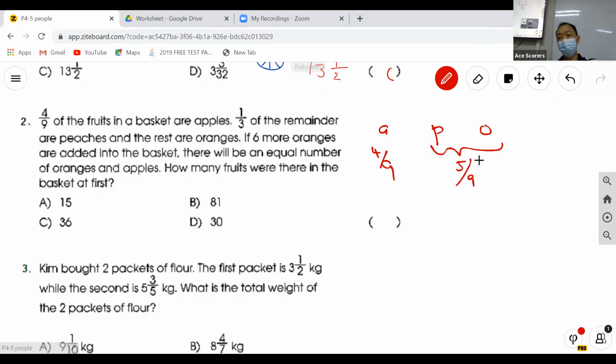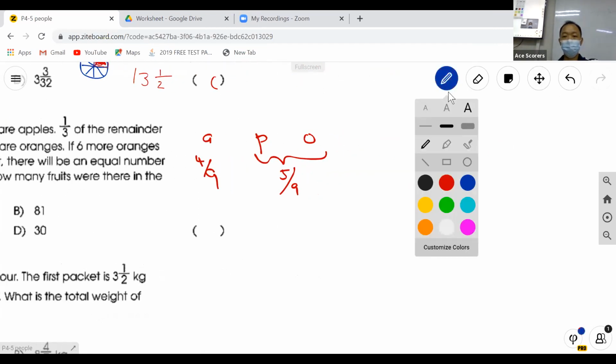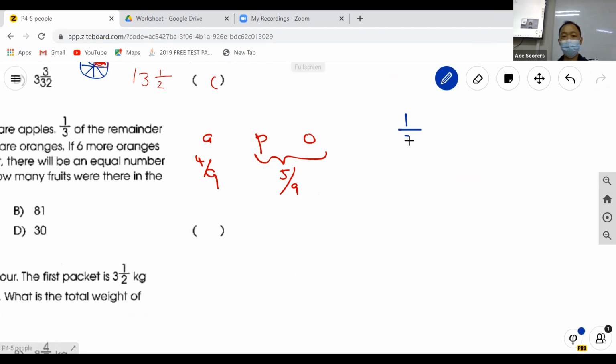So now I need to find what is 1/3 of 5 over 9. Right, so I take 1 over 3 times 5 over 9. I get 5 out of 27. So that means here I can split it up again. This is 5 out of 27, and this one has got to be 22 out of 27. Is that all right?